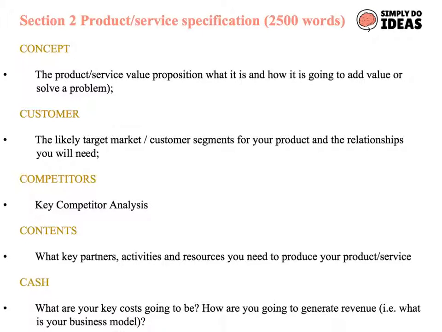Section 2 is a significant section as part of this report. We're following the Simply Do Ideas framework, and I'm looking for Section 2 to include subsections linked to the concept, so the product and service, the customers, the competitors, in terms of contents, what sort of key partners, activities and resources you need, and then cash with regards to costs, revenue generation, i.e. your business model, freemium, subscription, razor and blade. You need to outline those.